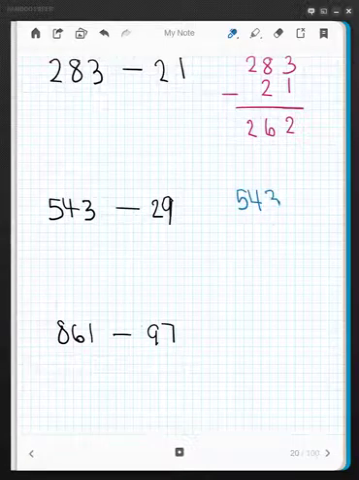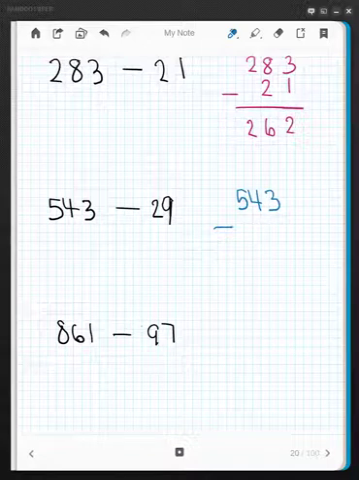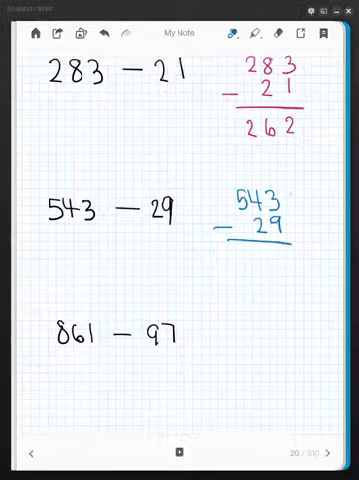543 is the minuend, so I write that first. Subtract 29. The top is the minuend, bottom is the subtrahend, and now I'll be subtracting. 3 subtract 9. I can't do that. You can't go 9 minus 3. That doesn't work. You have only 3 things and you're going to take 9 away from them. This is where I have to borrow.